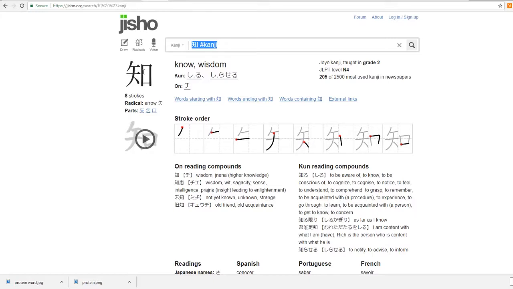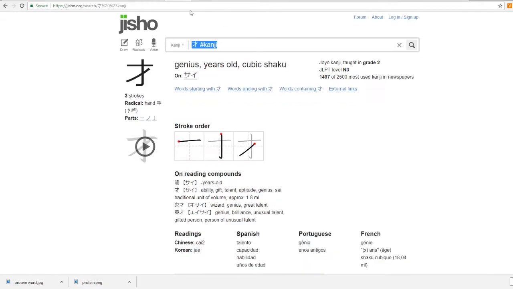Next one we're going to look at is know or wisdom. This is basically darts and mouth. So when you think of something, if it comes out of your mouth like darts, then that means you know or you're wise about it, because if you're knowledgeable, then something will shoot out of your mouth like darts. The kunyomi for this one is going to be shiru, and the onyomi is going to be chi. My bad. Man, I'm so bad with katakana.